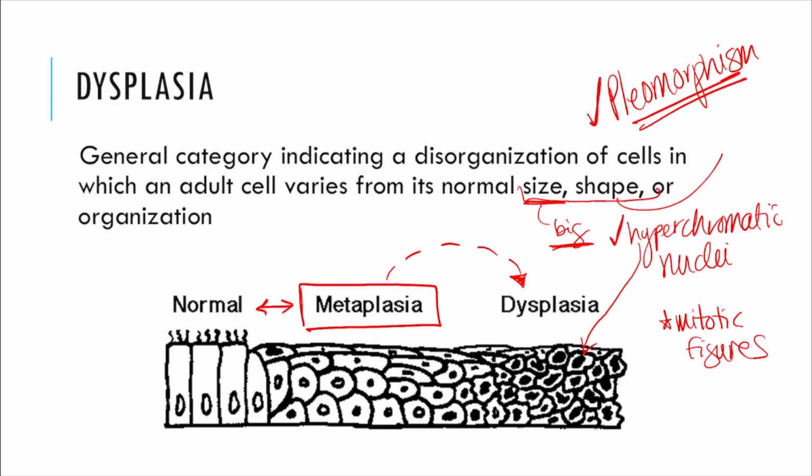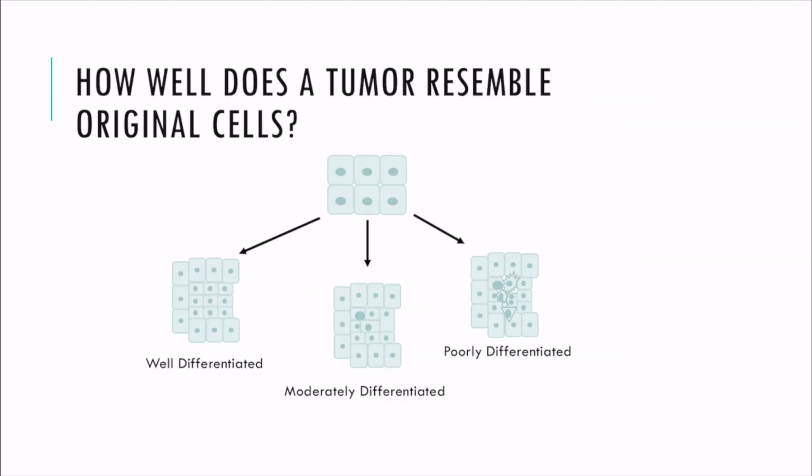So what the cell looks like gives us a lot of information about what's going on in terms of the development of cancer. When an individual is investigating whether or not a patient has cancer, they can do a biopsy and look at the cells under a microscope. And they basically ask the question, how well does the tumor resemble the original cells?